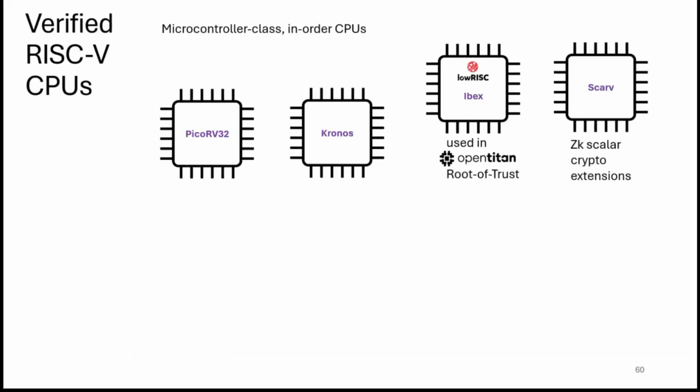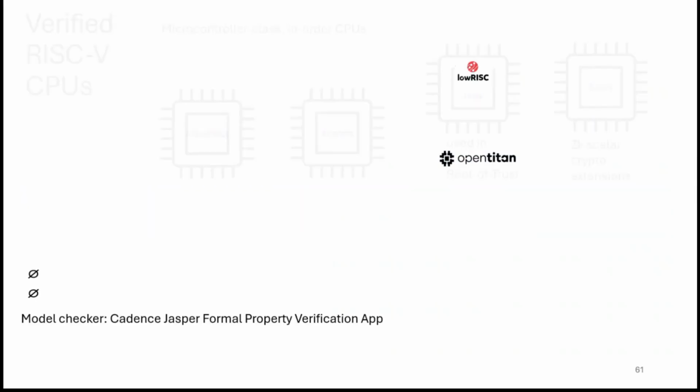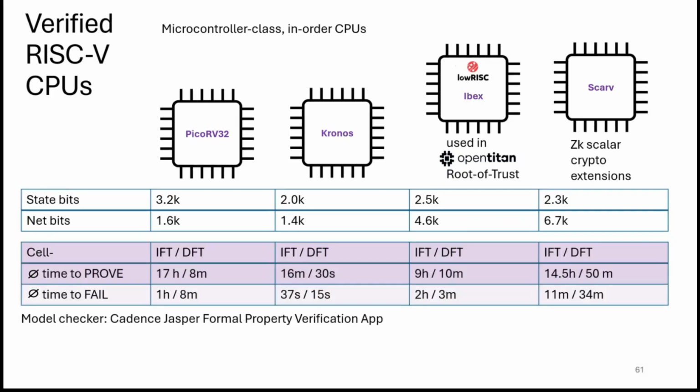We have verified this property on 4 RISC-V CPUs. Most interesting was the low-risk IBEX that's used in the OpenTitan root of trust. For all of them, it took less than 24 hours per instruction. And this is all parallelized, so we have 1 instruction per task. So all of them are isolated.